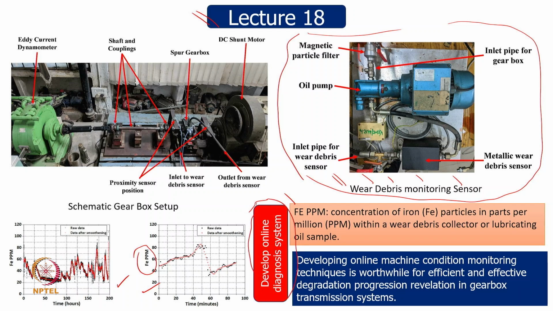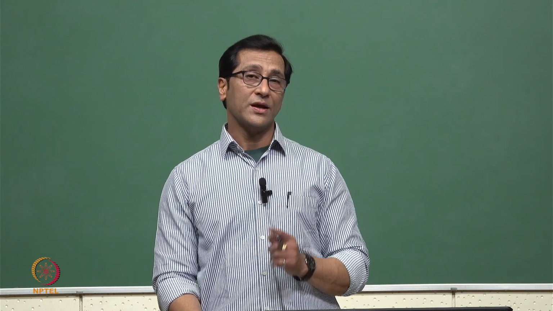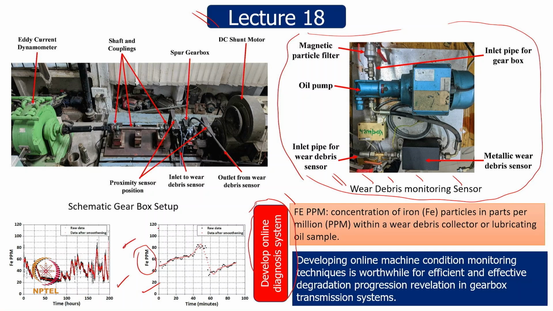That means we are collecting the particles, but analyzing those particles offline. Online, we only get the number of particles in different baskets: lesser than 40 micron, lesser than 60 micron, lesser than 100 micron.